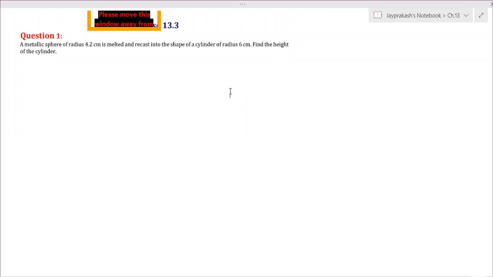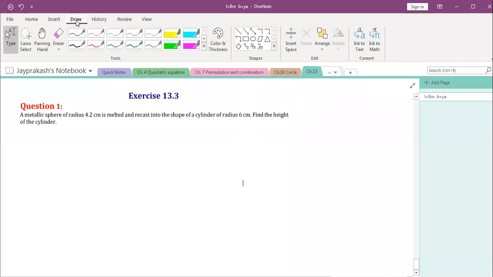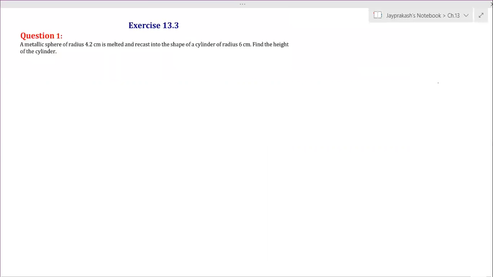So in exercise 13.3, we will study how one shape is converted to another shape. For example, suppose we have one glass of water, and if I ask you to pour that glass of water into a basket, will the volume of water increase or remain the same? It will remain the same.